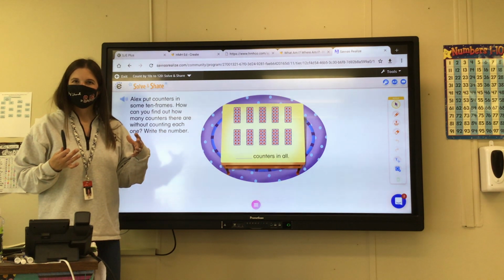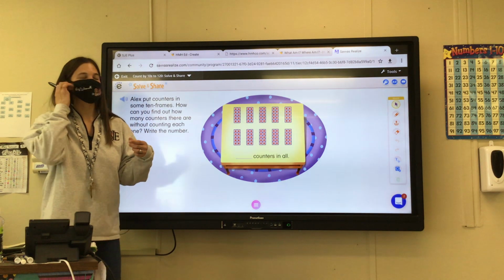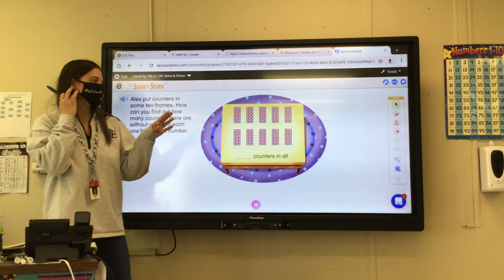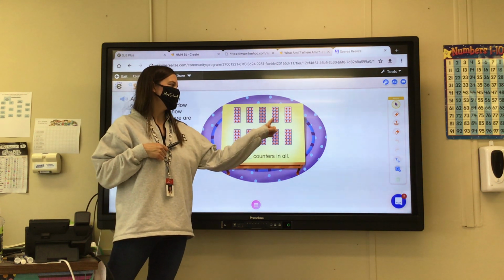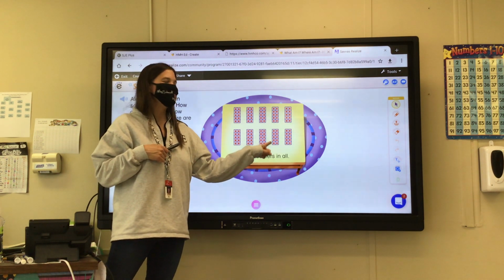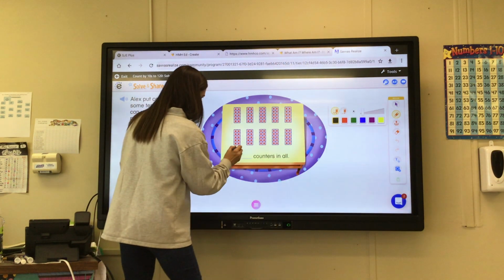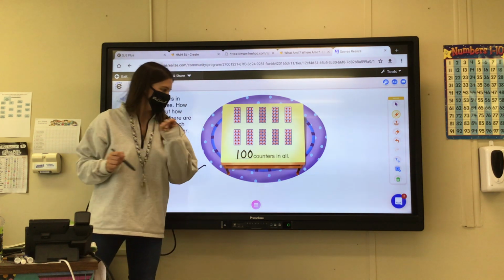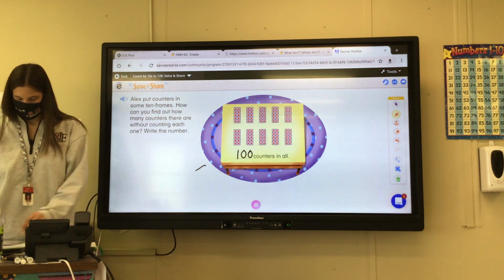What do you think? Okay, how many counters are there? Yes, how many counters? 120. Well, let's count them. Because if there's only 10, let's count them. 10, 20, 30, 40, 50, 60, 70, 80, 90, 100. So go ahead and write 100. 100 counters in all. There's 10 groups of 10. 10 groups of 10 counters.